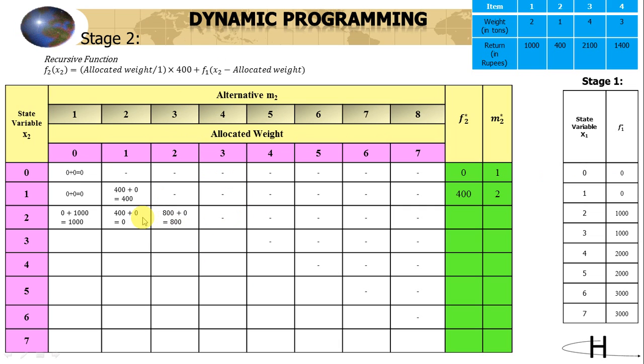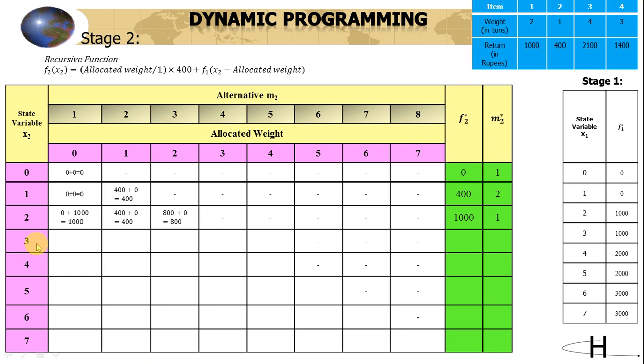Now amongst these three values of the recursive functions, 1000, this one is 400, so let me check it, let me correct it. So amongst these values 1000, 400 and 800, the best value of recursive function is 1000 with respect to alternative 1. Now let's consider x2 equal to 3.